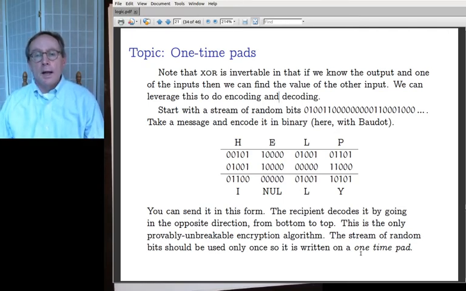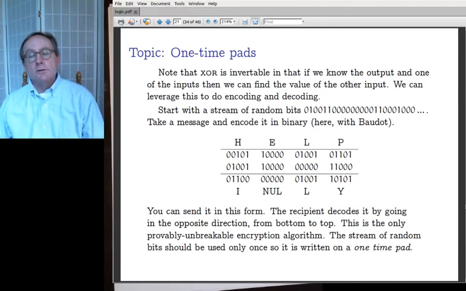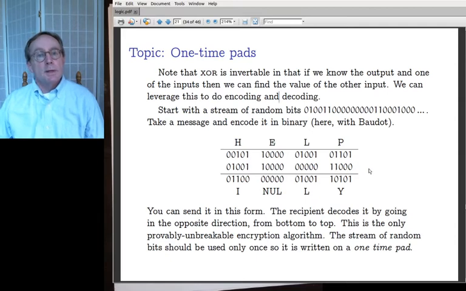It's called a one-time pad, because after you've sent a message using this sequence of random bits, you have to rip it off of the pad and burn it. And now you have another sequence on the piece of paper underneath on the pad. This is the world's only provably unbreakable encryption algorithm. Okay, so this small observation about exclusive OR turns out to be extremely important.